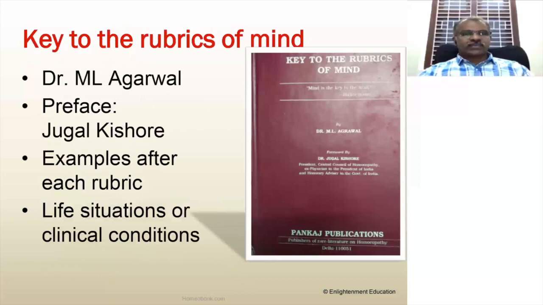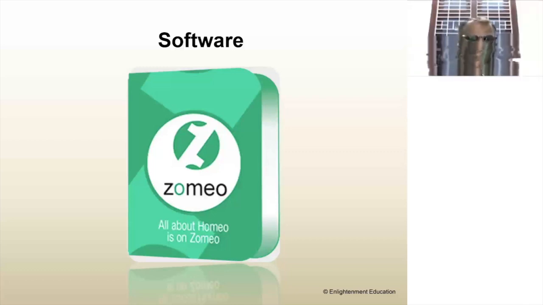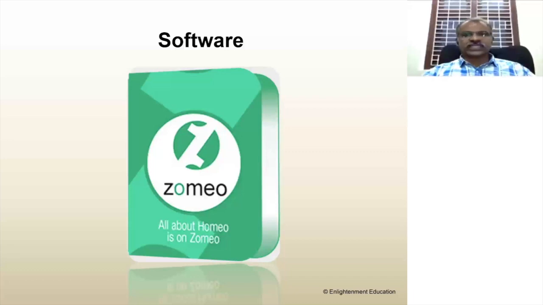And this is an unavoidable book, Key to the Rubrics of Mind, Dr. M.L. Agarwal. And another unavoidable thing, that is Homeopath, the software by Homeopath team, Zomeo. If you are typing the name of the disease or the patient symptom in your own language or in the language of the patient, this software will give you the exact rubric. And this facility is not available in many other softwares.